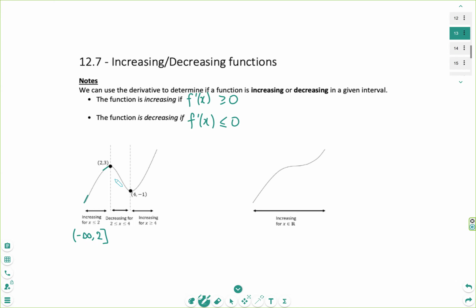Decreasing. For this part, it's decreasing because you can see it's a negative gradient. Between x equals 2 and 4, they're negative gradients. Therefore, it's a decreasing function. So 2, 4, both square brackets because we have an equal sign in there. Actually, we might want to put in here, because we've learned about f dash x, that f dash x is essentially the derivative. The derivative is about gradient, and this one is a negative gradient.